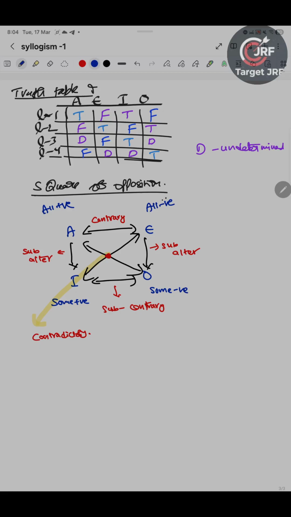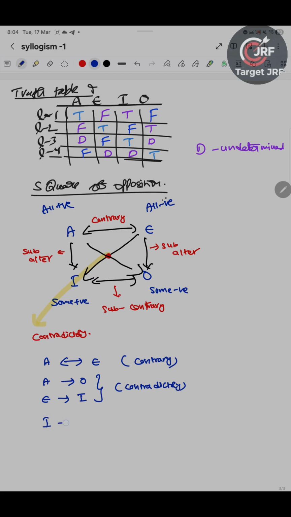So in short, a statement from A to E or E to A, we are calling it contrary, and a statement from A to O or E to I, we are calling it contradictory. This is not a double arrow mark. And the last one, I to O, is subcontrary.